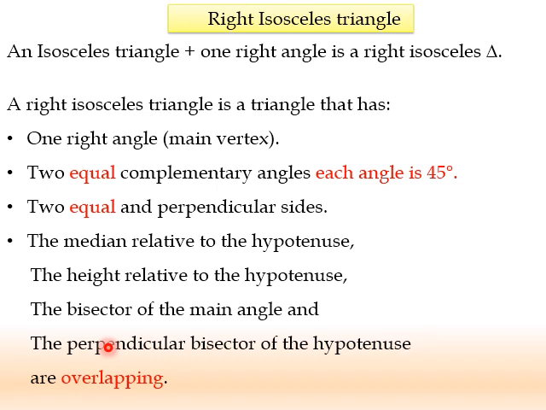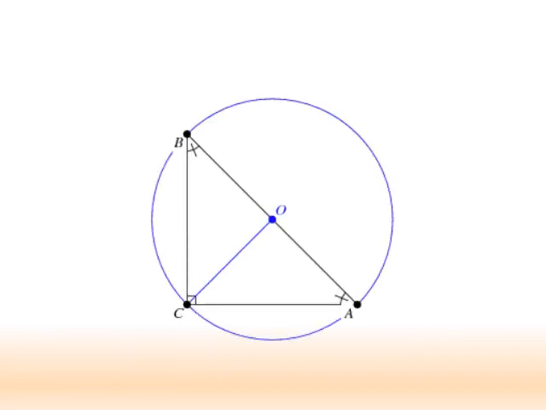Done? In an equilateral triangle, we say that the median is the height and bisector and perpendicular bisector. It can be issued from any vertex, but in an isosceles triangle, only the one issued from the main vertex is at the same time median, height, bisector, and perpendicular bisector. Here, for example, we have a right triangle, ACB equals 90 degrees.